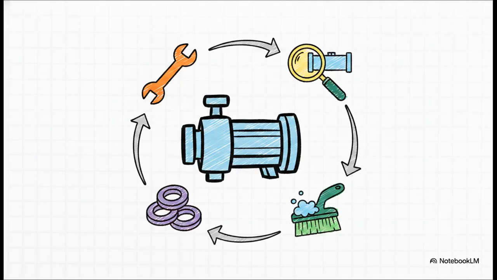Now, if you want to extend your pump's life by 3 to 5 years, and who doesn't, you need to stick to a strict maintenance schedule. Every month, inspect for leaks and weird noises. Every quarter, clean those strainers and check your connections. Semi-annually, inspect the seals and check valves. And finally, every single year, commit to doing a full seal kit replacement and a proper recalibration.